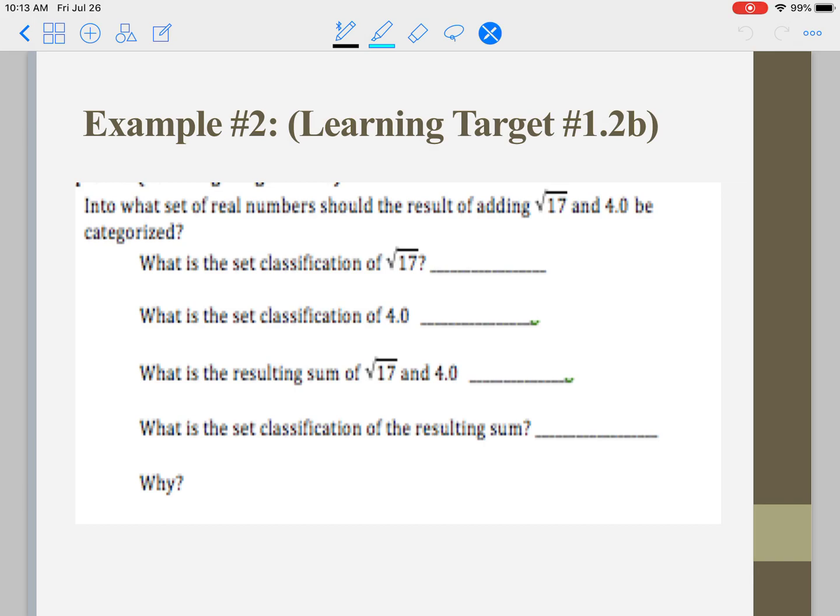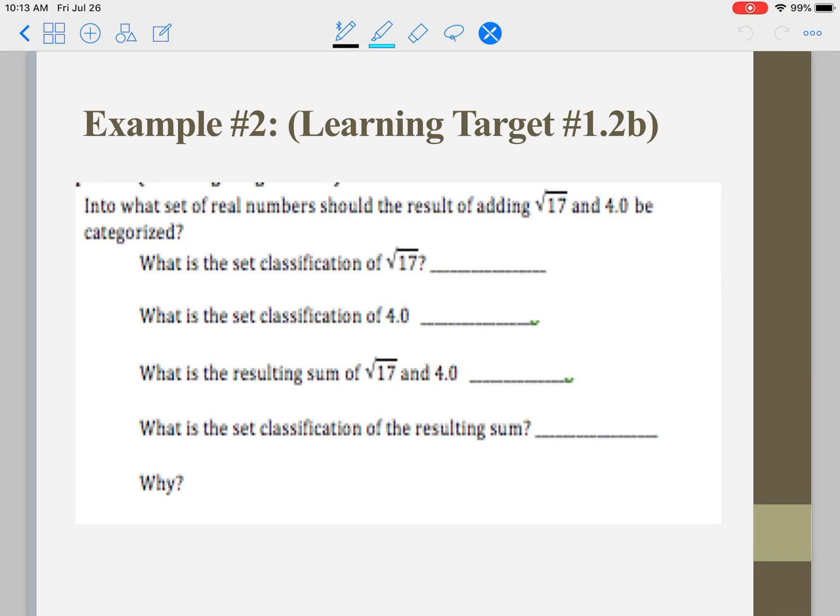Okay, looking at the question, it is broken down into 5 different sections, asking about the set classifications of the square root of 17, 4.0, the resulting sum, and then asking why. And so when we think about the set classifications, these are the sets of natural numbers, whole numbers, integers, rational numbers, and irrational numbers. When we consider the set classification of the square root of 17, what we need to do is convert that to a decimal.